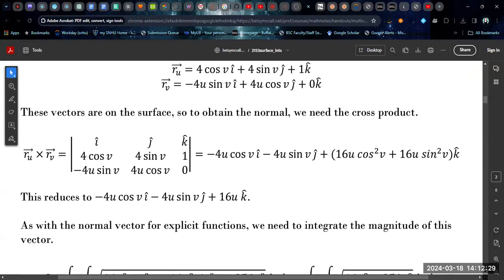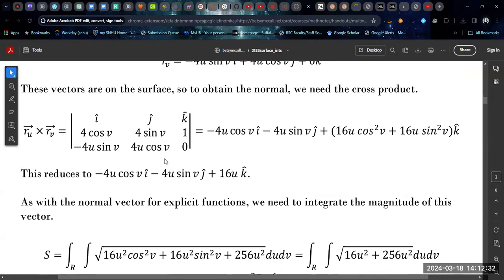And we plug that into our cross product expression, and we start doing our cross product. So here we get 0 minus this, so we get that. And then in the j component, we start out with the minus, and it is this plus this. And then in the k component, we get these two cosines and these two sines, and we factor out the cosine squared and sine squared, and we get left with 16u.